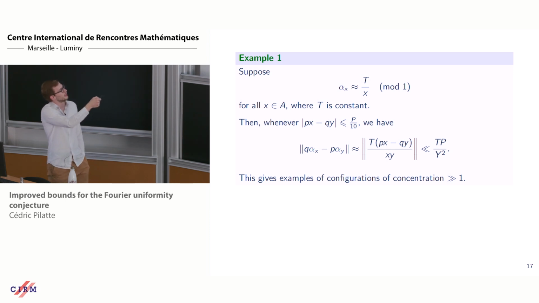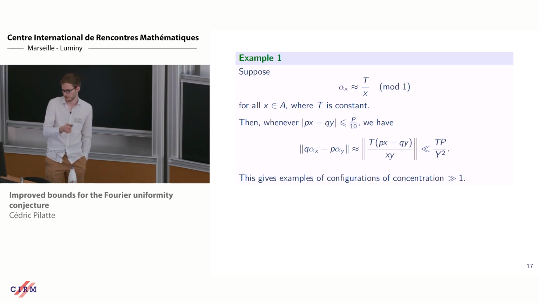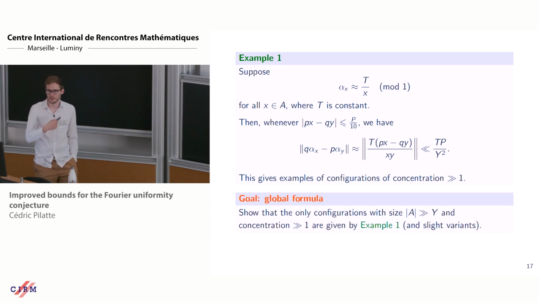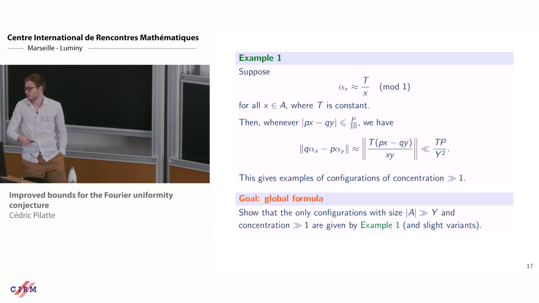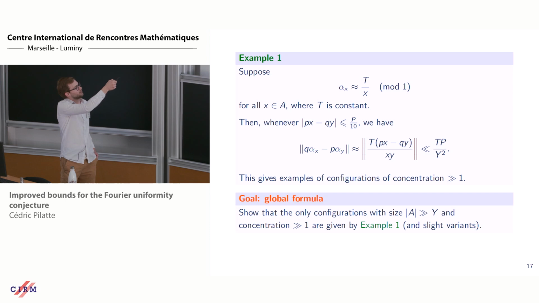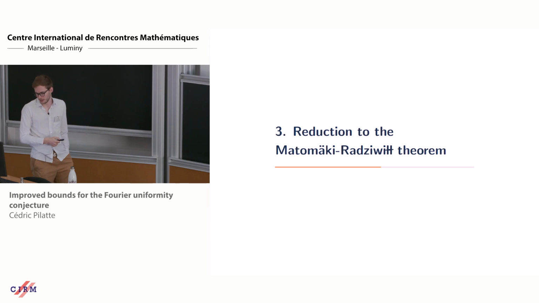And so at least if t is not too large. And so this creates a whole family of examples of configurations with large concentration. And the goal will be to show that actually this example and maybe some related variants are the only ones that are possible. And now I will show you why this is useful.